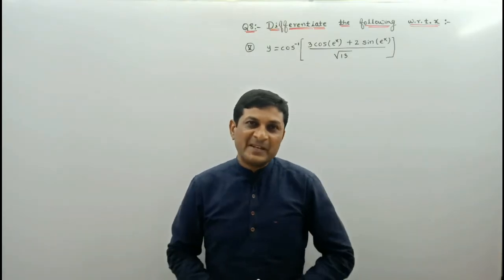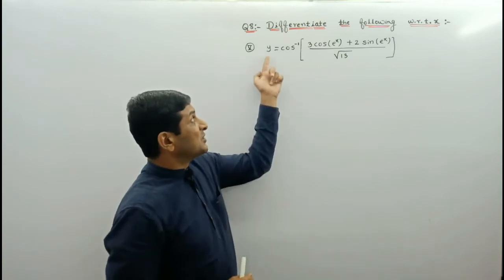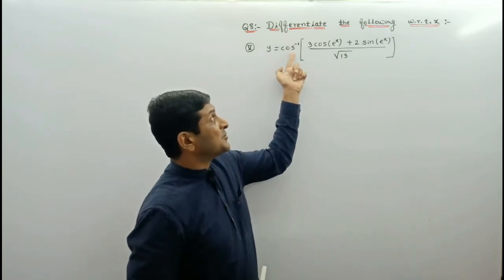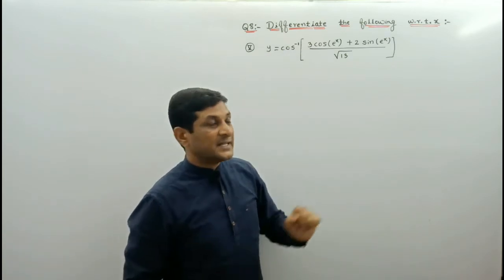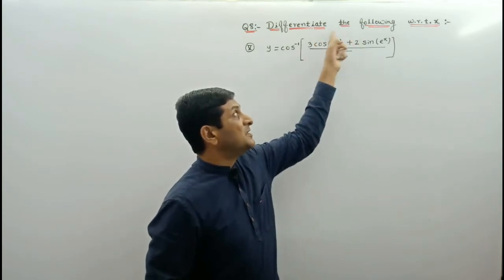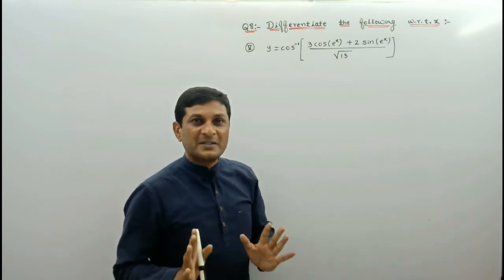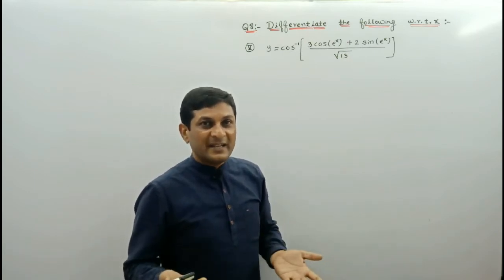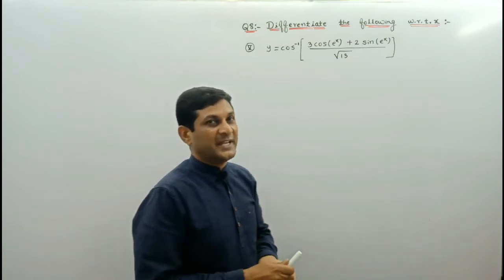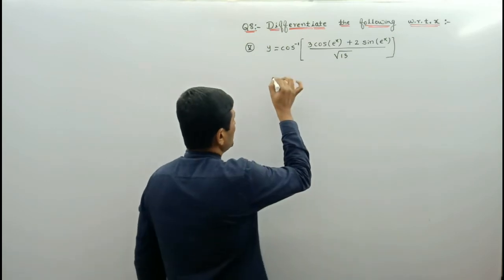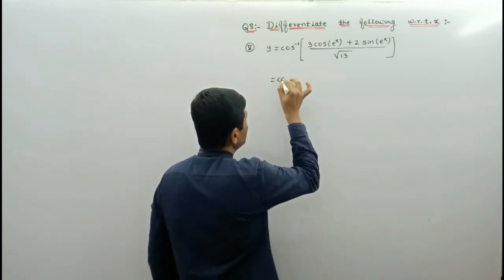Now see the example number 5. In this case, the given function is y is equal to cos inverse of. Since cos inverse is there, our aim is to convert this expression in terms of cos. Hope all of you got the method very well, because we have already solved 2-3 examples. So here also we are solving this example using the same method.